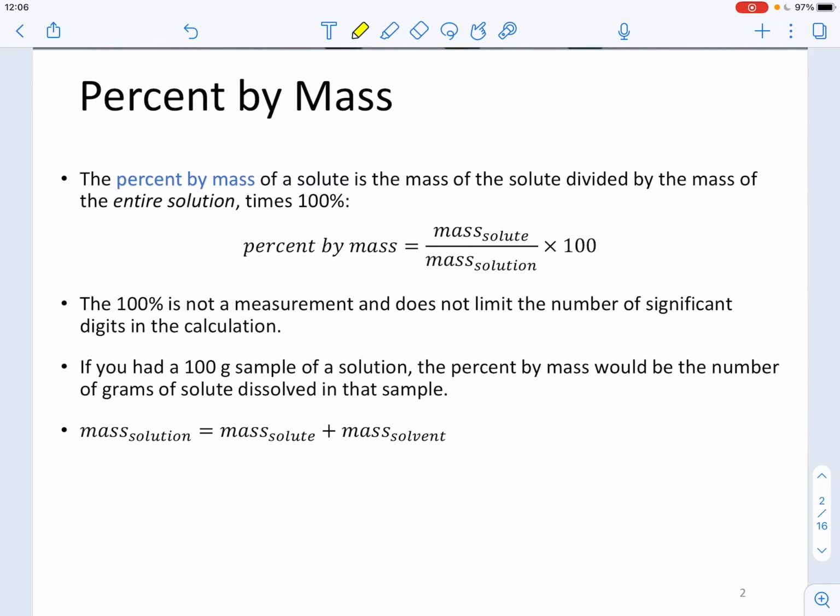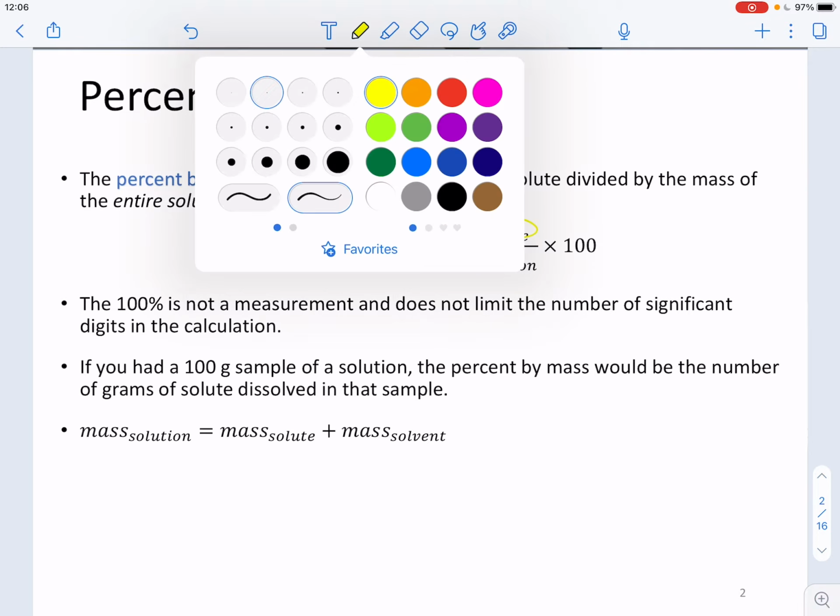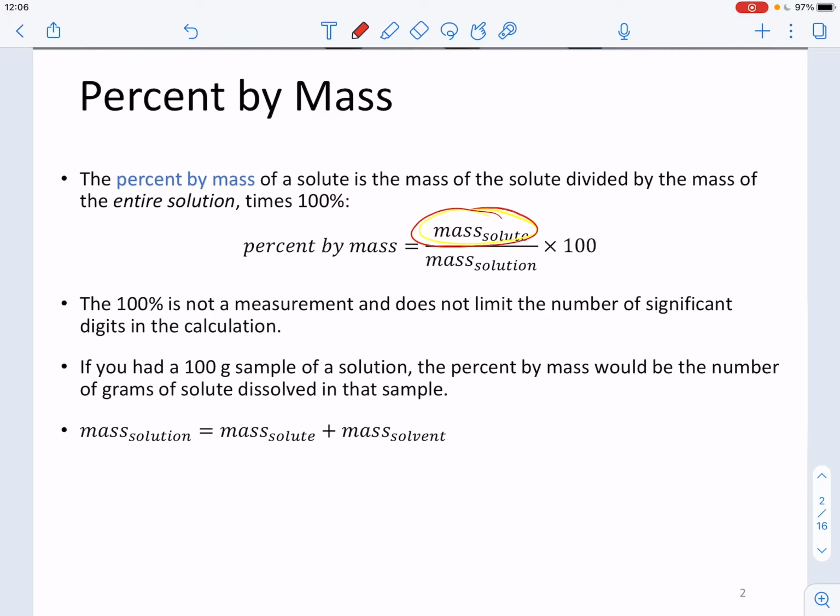Percent by mass simply is determining how much you have of a given solute per 100 parts of the solution. So we are considering the entire solution and what fraction of that solution is the solute. All you have to do is take the mass of the solute and divide it by the mass of solution times 100, and that is your percentage. How do you read that? For every 100 grams of solution, for example, you will have so many grams of the solute.